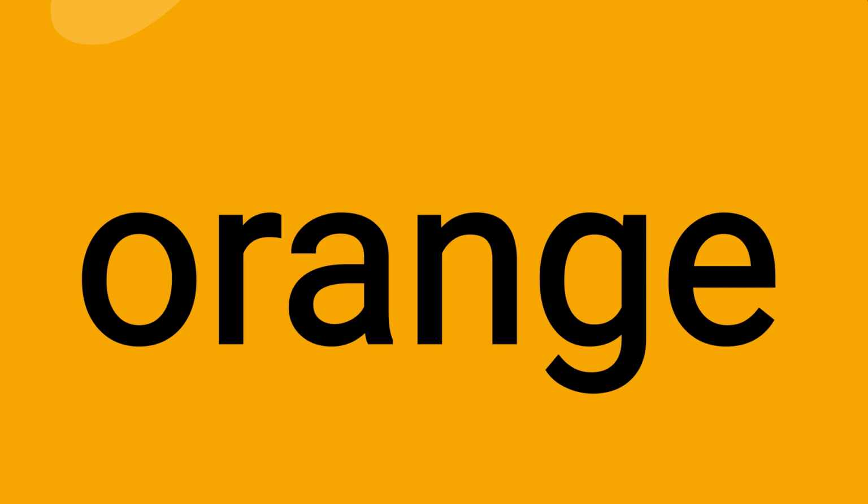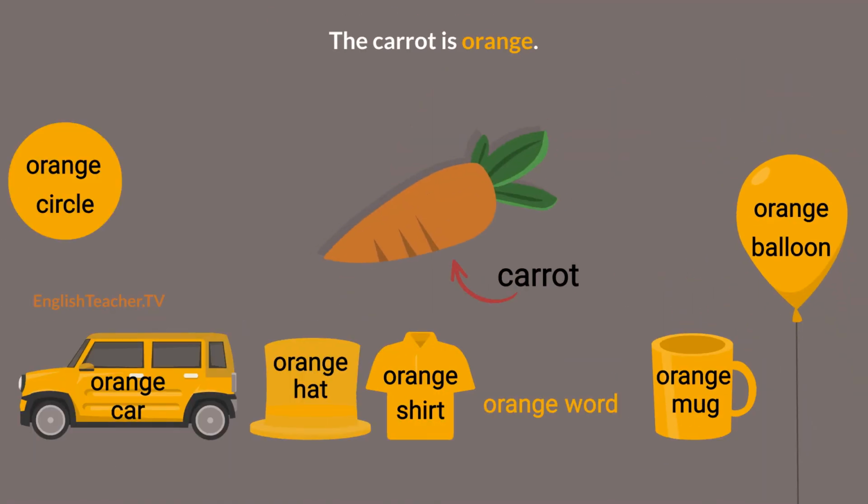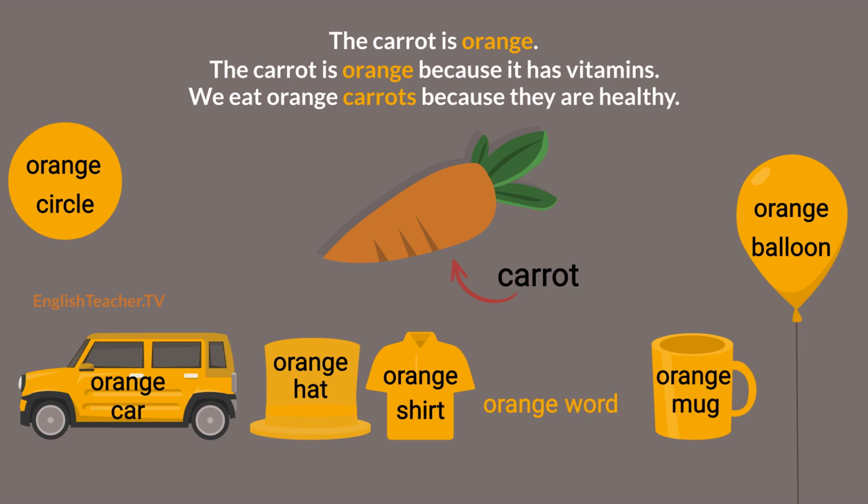Orange. The carrot is orange. The carrot is orange because it has vitamins. We eat orange carrots because they are healthy.